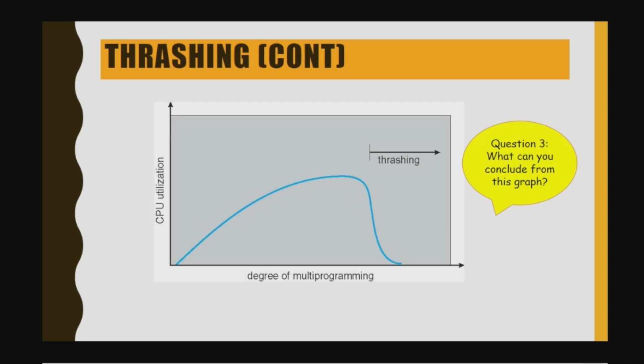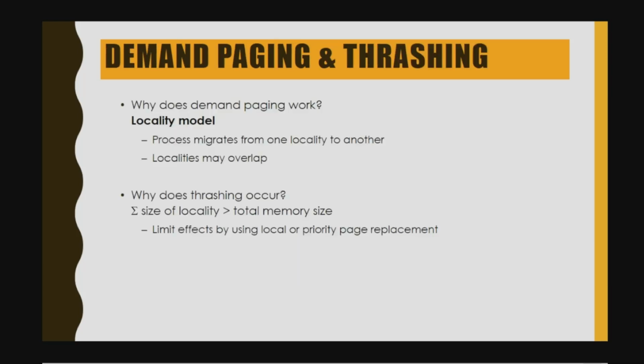You can refer to this graph, degree of multiprogramming and CPU utilization. So at this point, we call it thrashing, swapping in and out.